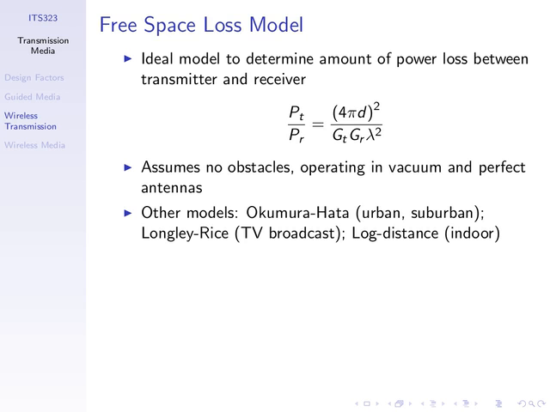A rearrangement of this equation gives us this. PR, the received power, is equal to the transmit power times the gain of the transmit antenna times the gain of the receive antenna times the wavelength of our signal squared divided by 4 pi times the distance, all squared. All I did was rearrange this equation. PR up here, this down, and this goes up.